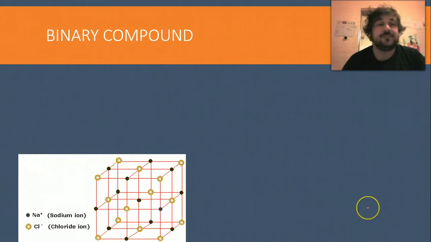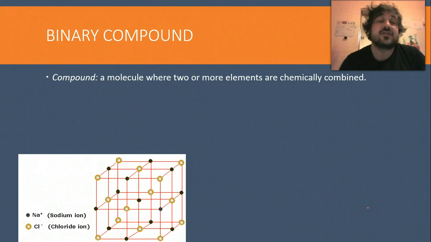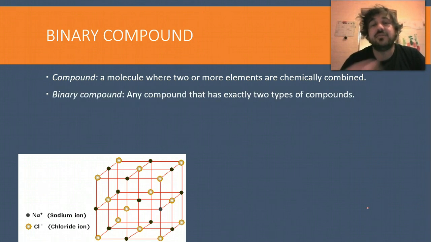So what does that mean? A binary compound is a compound that has, first off, what's a compound? Just to make sure you're on the right page, it's a molecule where you have two or more elements chemically combined. Now, what's a binary compound? A binary compound is any compound that has exactly two types of elements. So it's got exactly two elements.